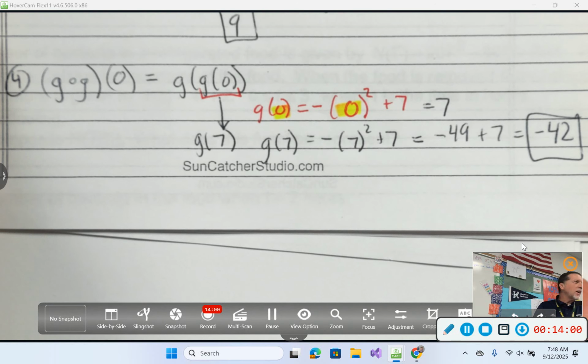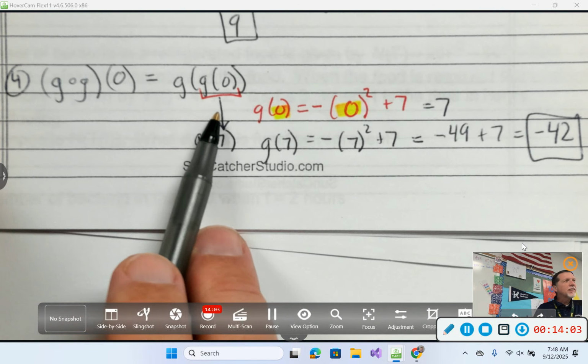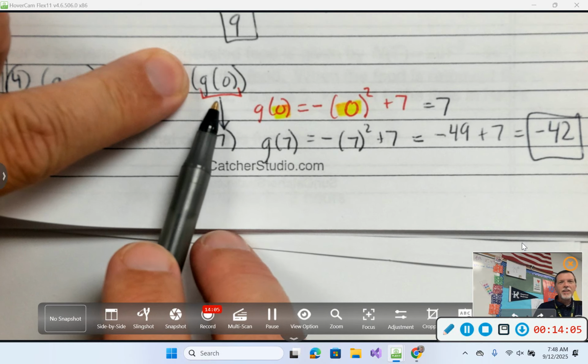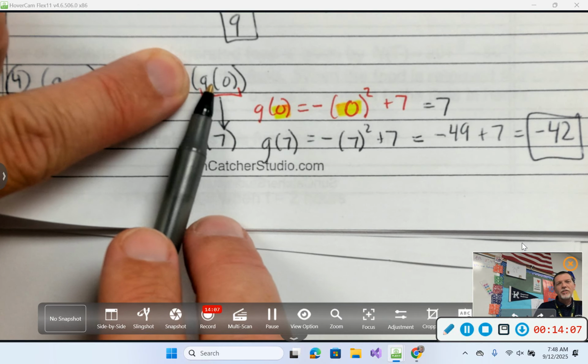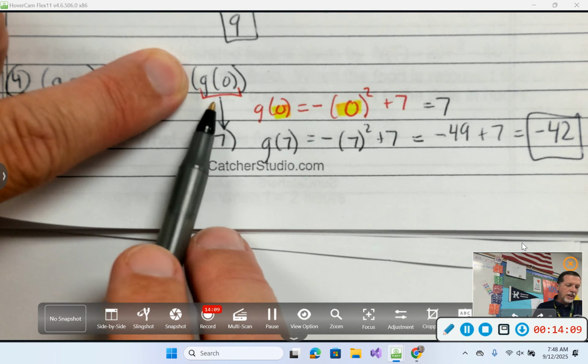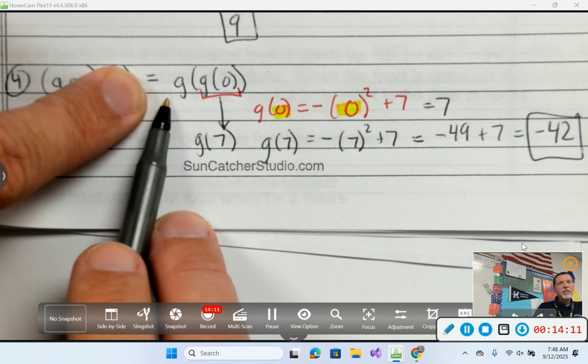So if you understand how function notation works, this really isn't that bad. Just work from the inside out. Do what we've always been doing. Find G of 0. But now there's an extra layer to take that answer and plug it into whatever the next one out is.